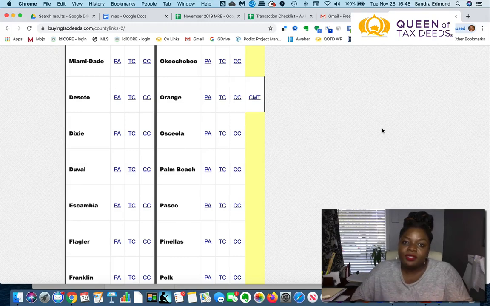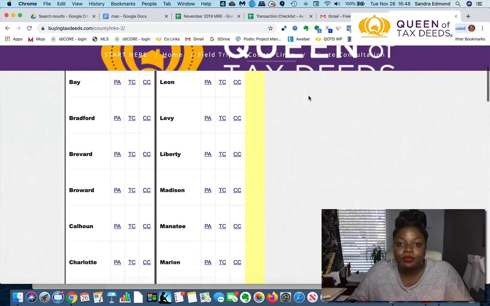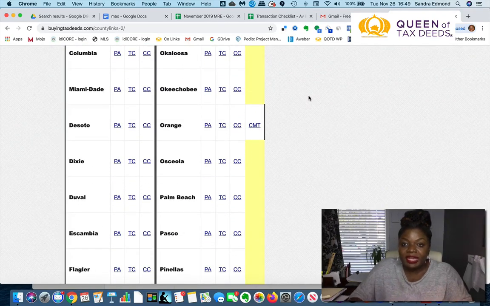This tip I'm giving you today has to do with how you figure out the bid when you are bidding at the tax deed sale, okay? So come with me and I will show you real quickly how you do that. Let's walk into the sales site right now.